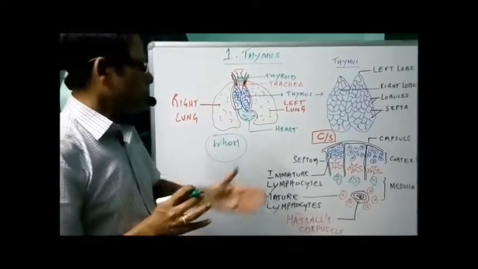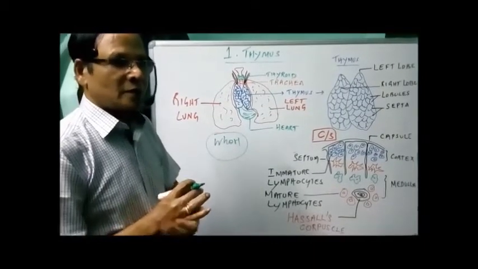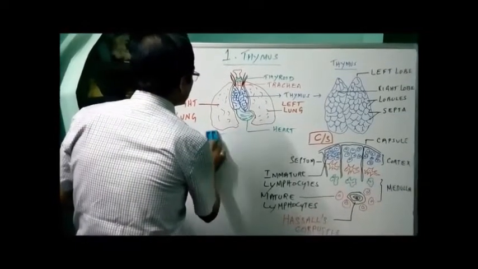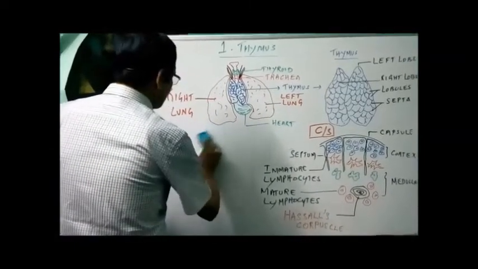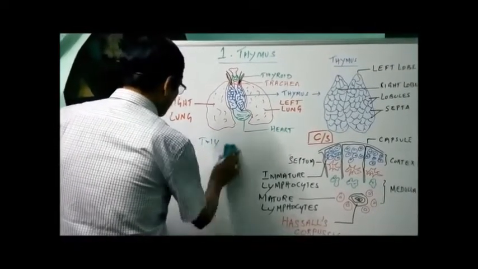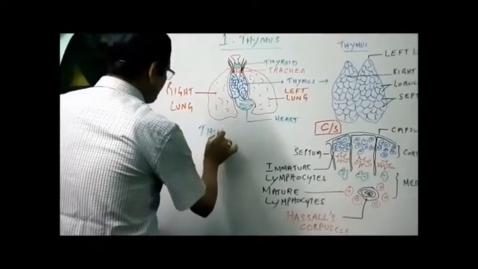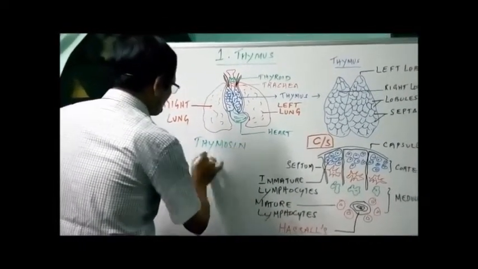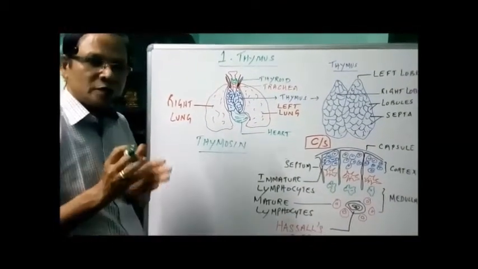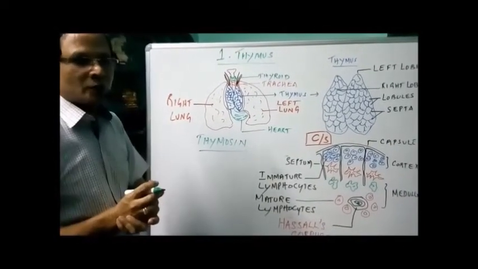antigen. Now, the thymus is also considered as an endocrine gland because it secretes some hormone-like substances. What are the hormone-like substances? The hormone-like substances are thymosin. We have different types of hormone-like substances, but in the book given only one, thymosin. This is a hormone-like substance which is responsible for stimulating the immature lymphocytes to undergo maturation.